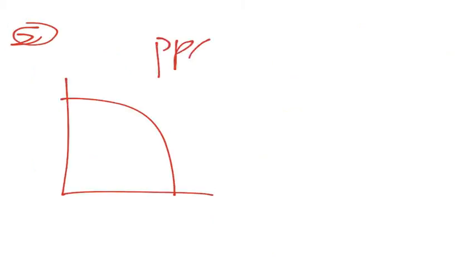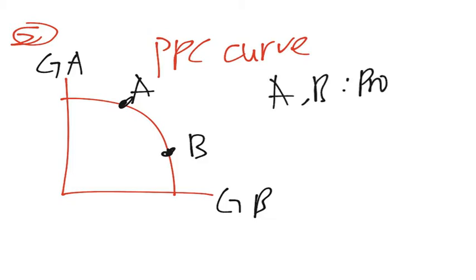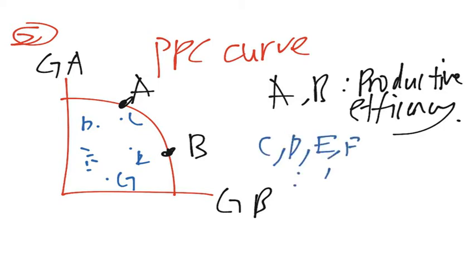Next is on the PPC curve. Productive efficiency occurs when you are producing at the boundary of the PPC curve. This is good A, this is good B. So the boundary of the PPC curve, at A and B, is what we call productive efficiency. As for the points inside the curve, C, D, E, F, there's no productive efficiency.